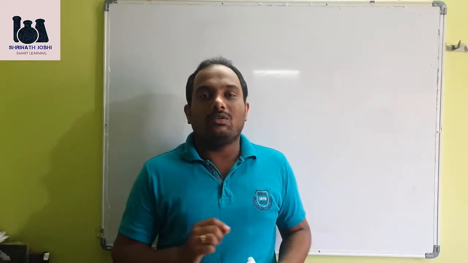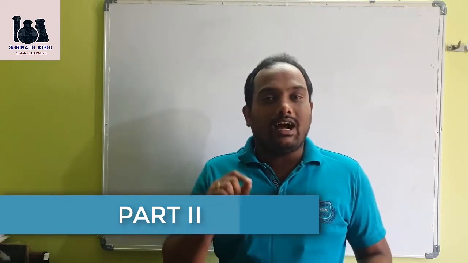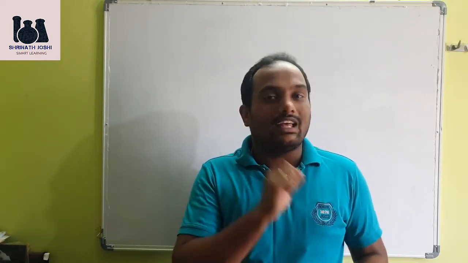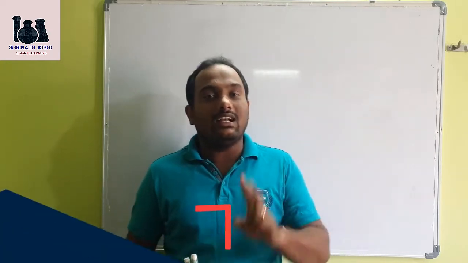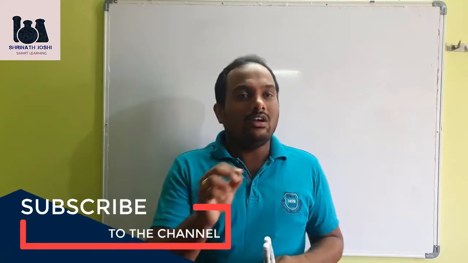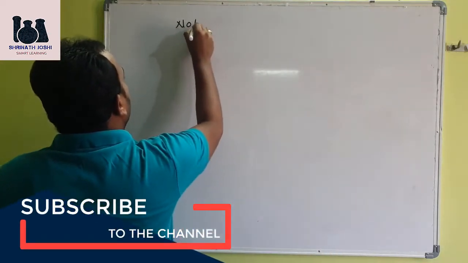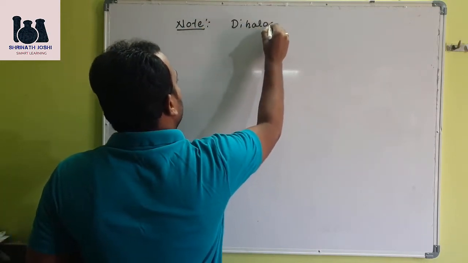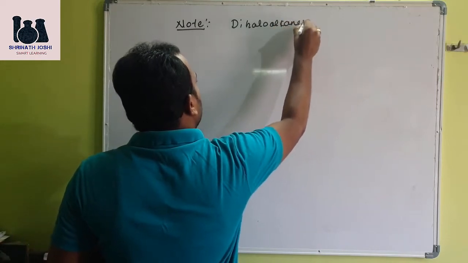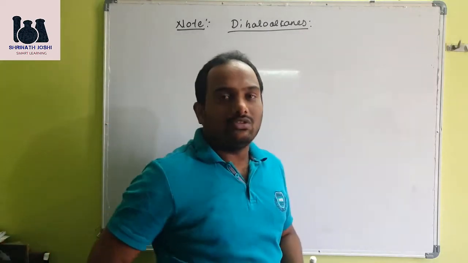In today's video, we are going to discuss the classification of monohaloalkanes. Before starting that, I want to highlight dihaloalkanes also. Dihaloalkanes are haloalkanes containing two halogen atoms bonded to carbon. One point to remember, I will write it as a note: dihaloalkanes are alkanes or arenes containing two halogen atoms bonded to carbon.